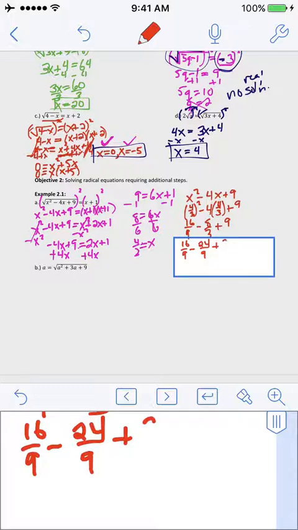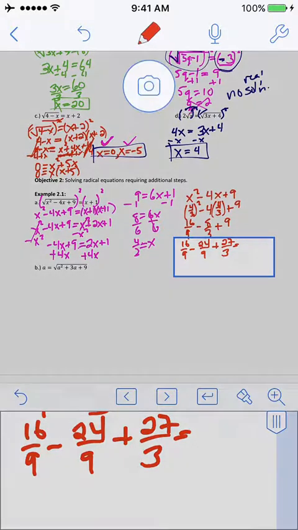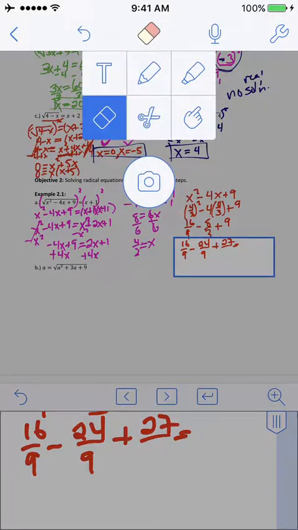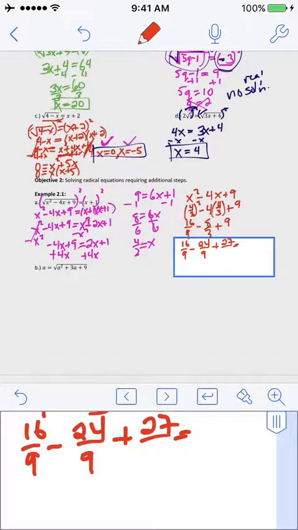9 whole numbers would be 27 over 3. So I get 16 minus 24 plus 27. Sorry, I don't want thirds, I want ninths. So not 27, that would be 81/9.